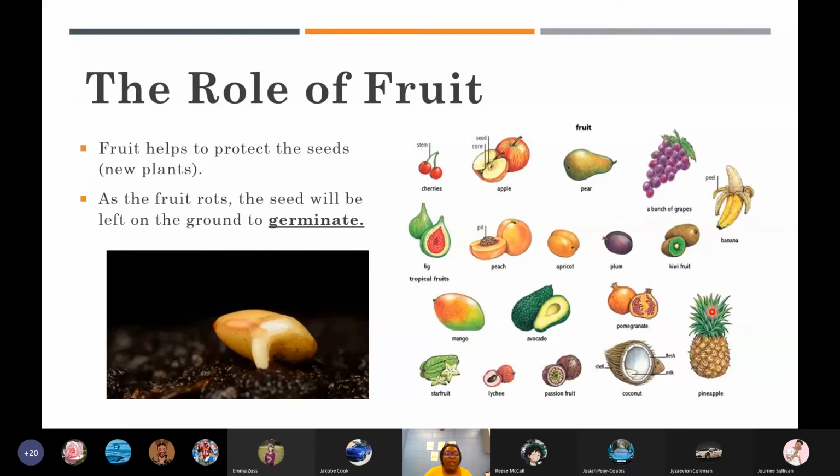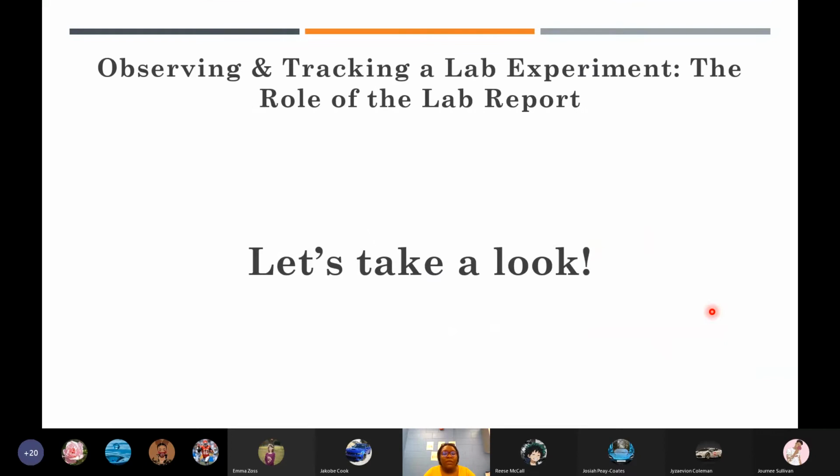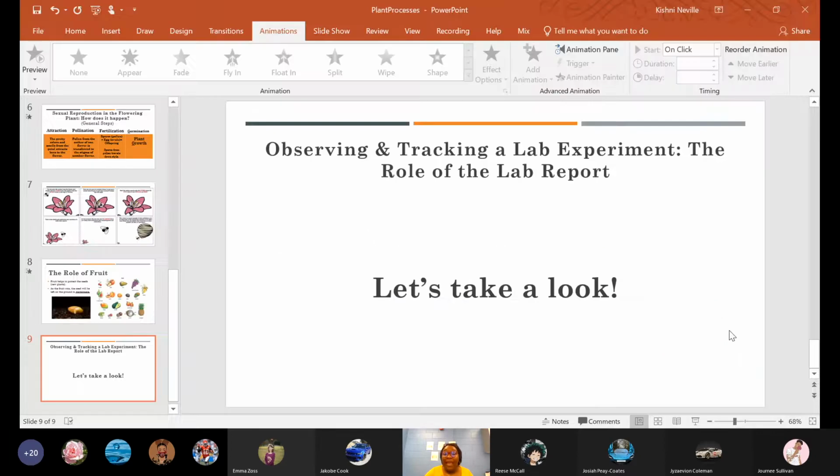Okay, so we're moving on. Let's take a look, because you're going to be having to work on a lab report today. I want to make sure you understand what a lab report looks like as you complete your pollination assignment today, and you look at a really cool way to do a lab. Let me share my screen with you.